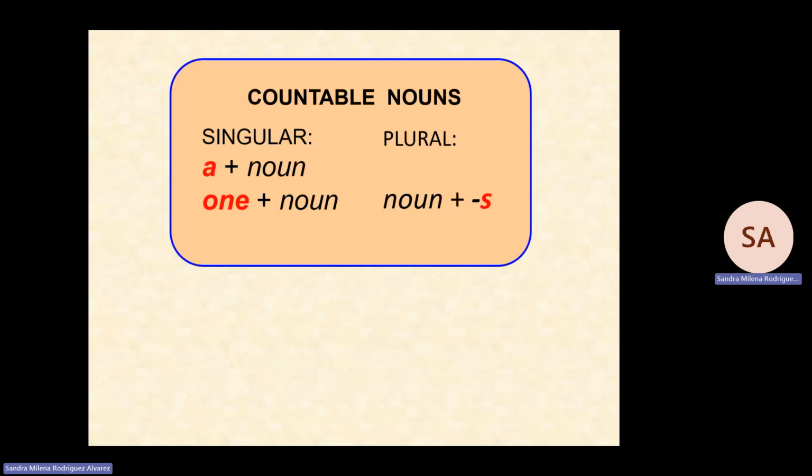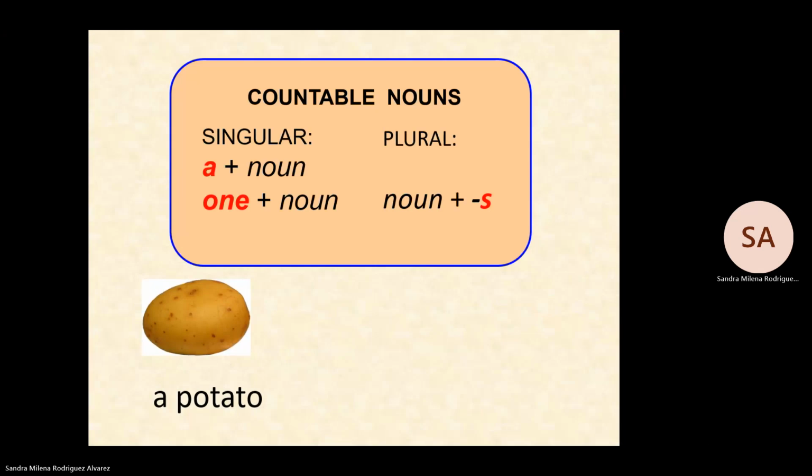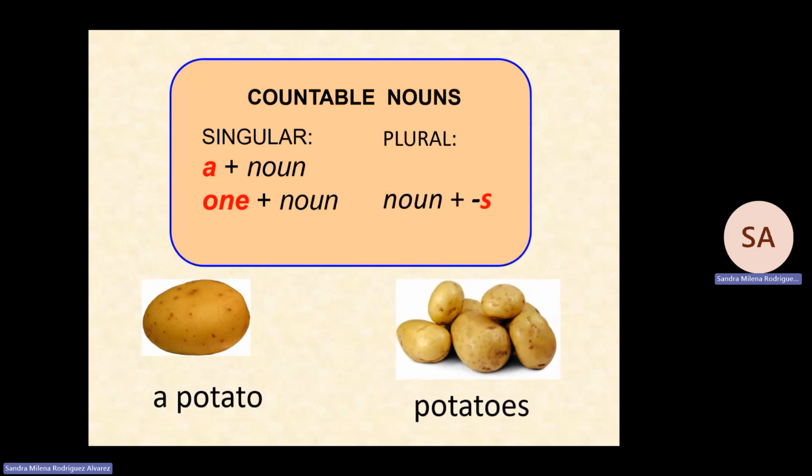So there are 2 types of countable. Singular, for example, a potato. I can use a or an, for example, a potato, an apple, or one potato. And plural, I have to add s to the noun. We worked on the use of plurals or how to change singular to plural nouns in our first level. If you need information regarding that, you may ask me and I can share that lesson. Okay?